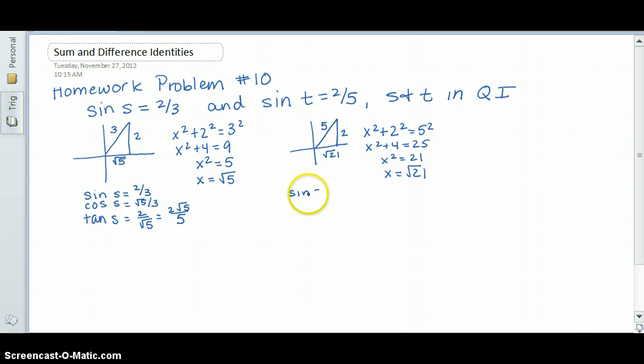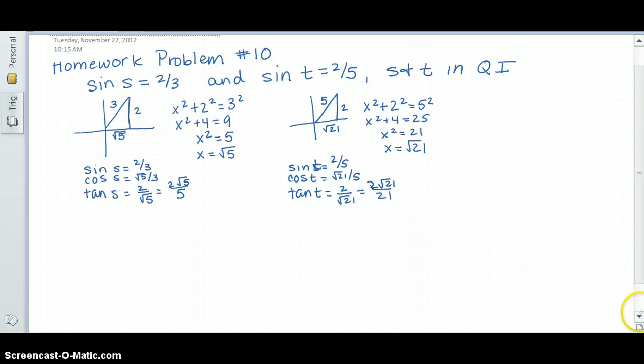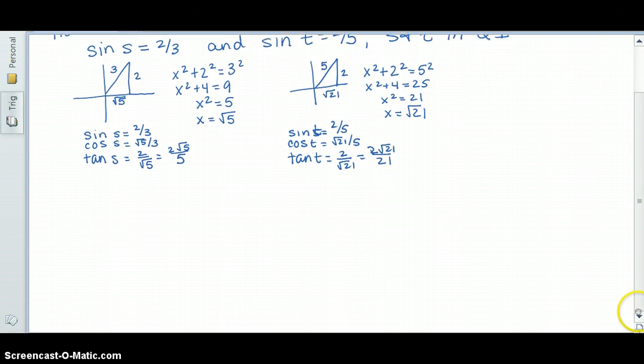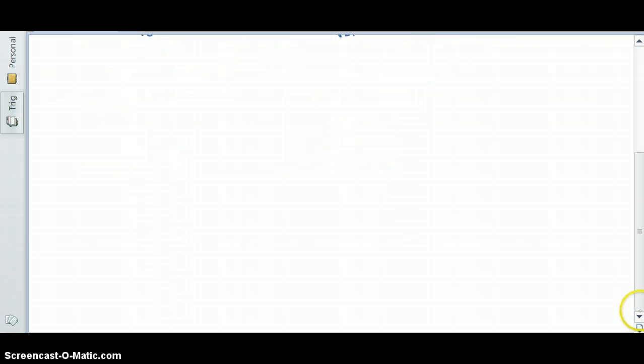So the sine of t is 2 over 5. The cosine of t is root 21 over 5. And the tangent of t is 2 over root 21, which is 2 root 21 over 21. So now that we have that, we can go ahead and start calculating the sum and differences.